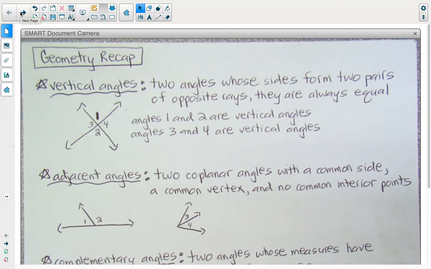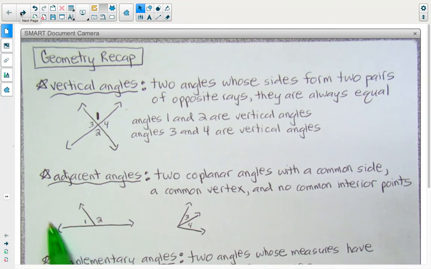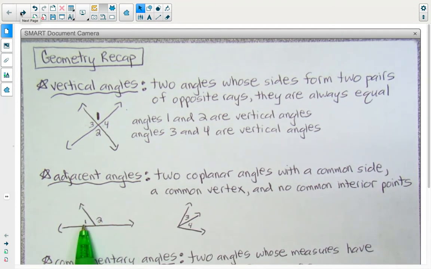Next, we have adjacent angles: two coplanar angles with a common side, a common vertex, and no common interior points. So this is an example of adjacent angles. Angle 1 and angle 2 are adjacent to each other. And here is another example of adjacent angles. Angle 3 and angle 4 are adjacent to each other.